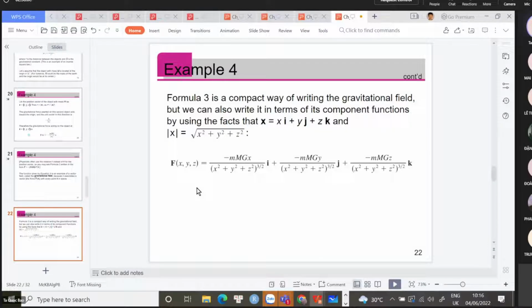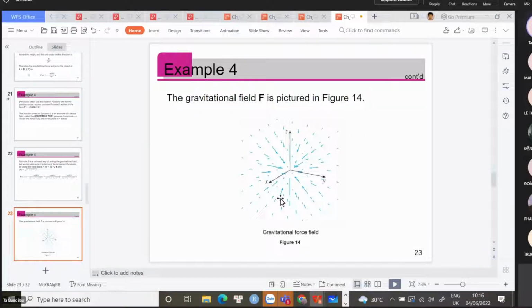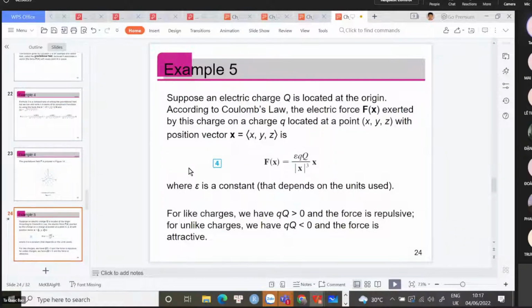So now we have x. This is a vector x that can be represented by this. So the length of x, and this is therefore the vector field F that can be represented like this, right? So here you can see this is a description of vector fields. So let's look at this, right?